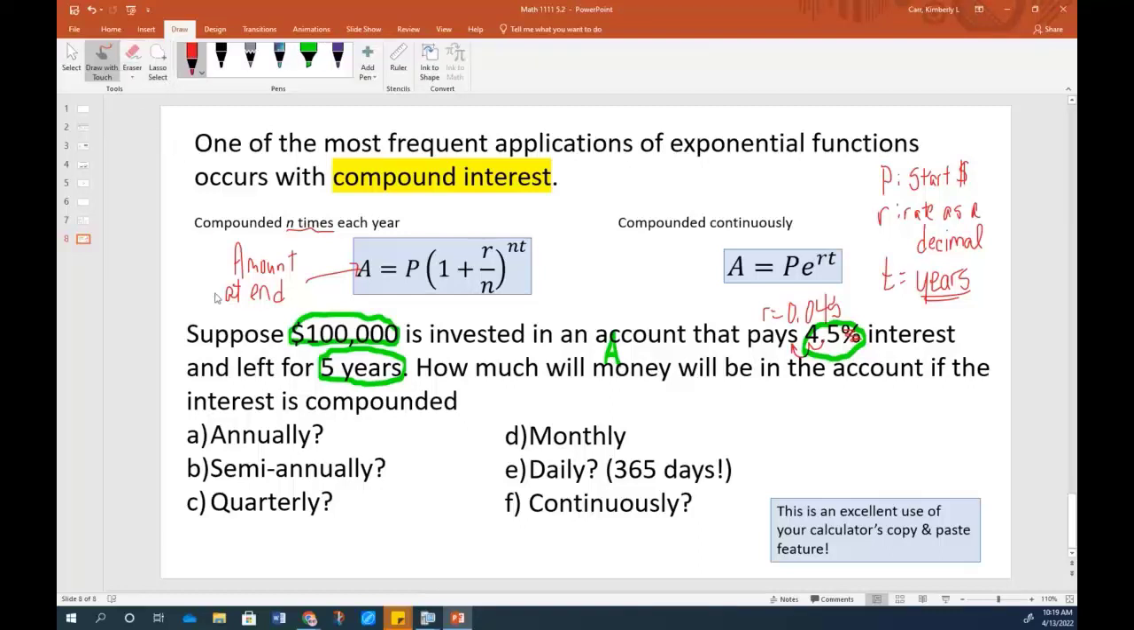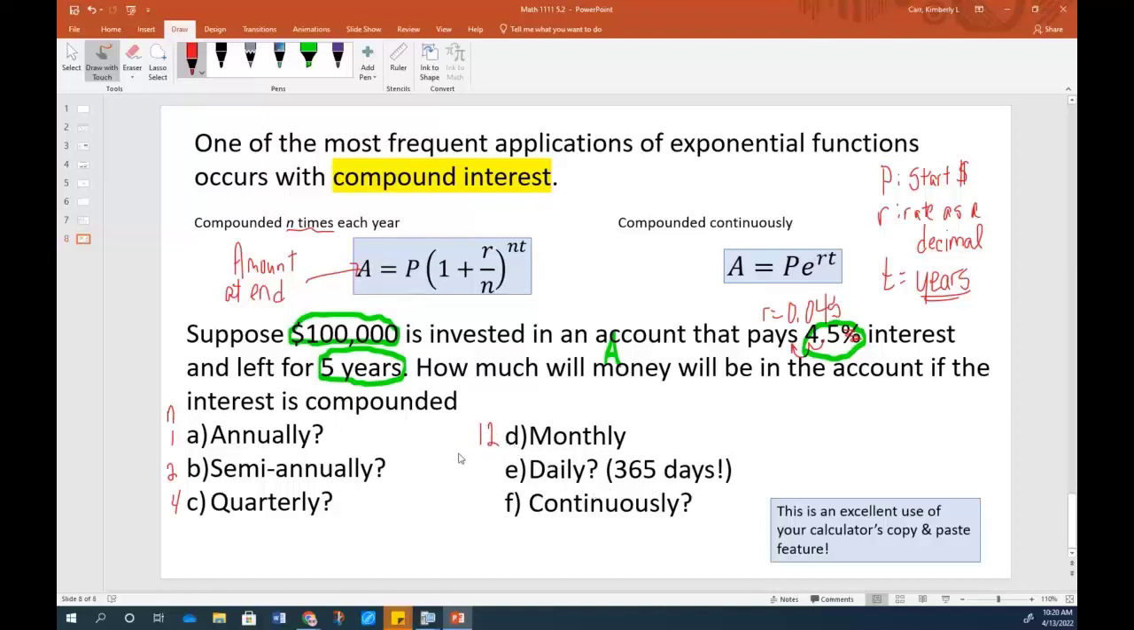Now, what is N then? How often are they compounded? That actually is parts A, B, C, D, E, and F. N is changing in all of these. If you compound something annually, N is just 1. It just means 1 time a year. Semi-annually is twice a year. Quarterly then refers to 4 times a year. Monthly is 12 times a year.